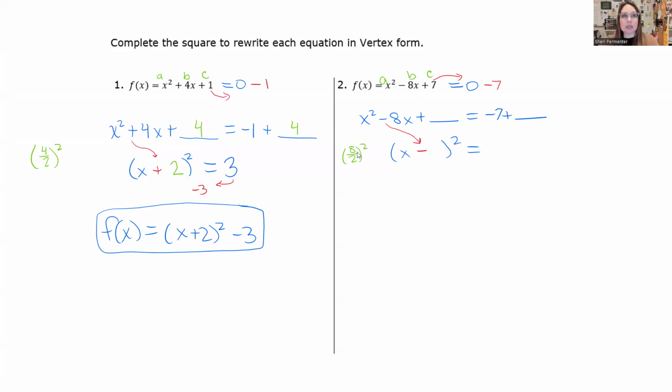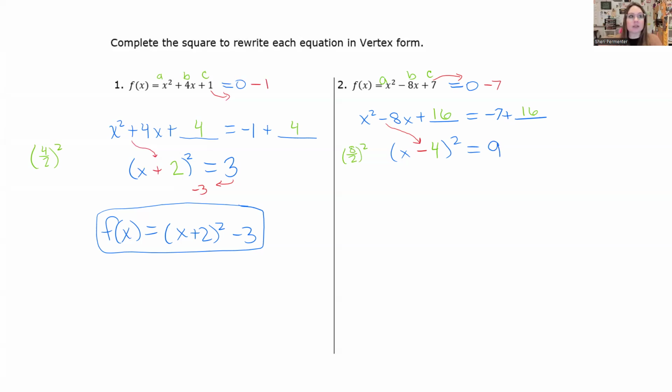That's a step I want to see. What's in parentheses goes in parentheses. 8 divided by 2 is what? 4. That's what goes in parentheses. And then I work my way up. So 4 squared is what? 16. And I have to add it to both sides. What's 16 minus 7? 9. All right, I'm pretty much done.